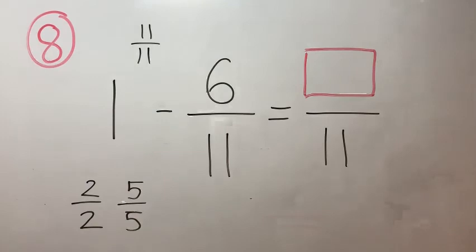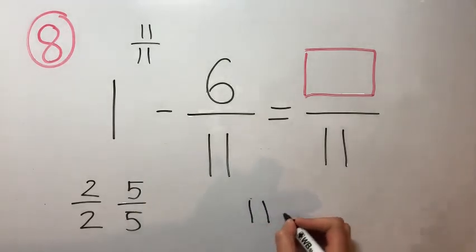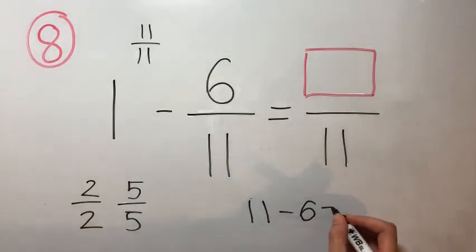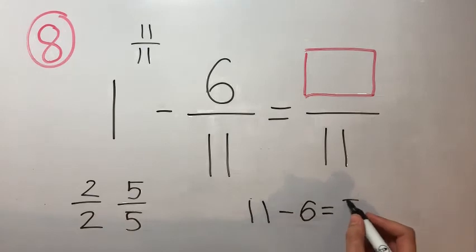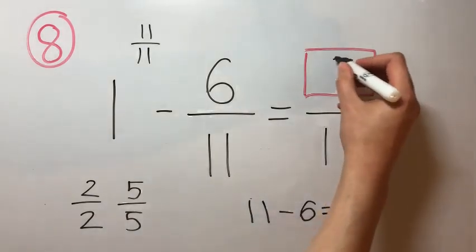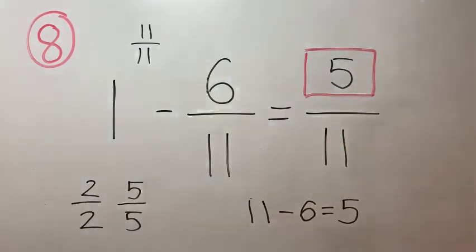When we're taking away fractions, the bottom number doesn't change. So all that's left now is to minus the top two numbers. 11 minus 6 gives us 5, and our answer here is 5/11.